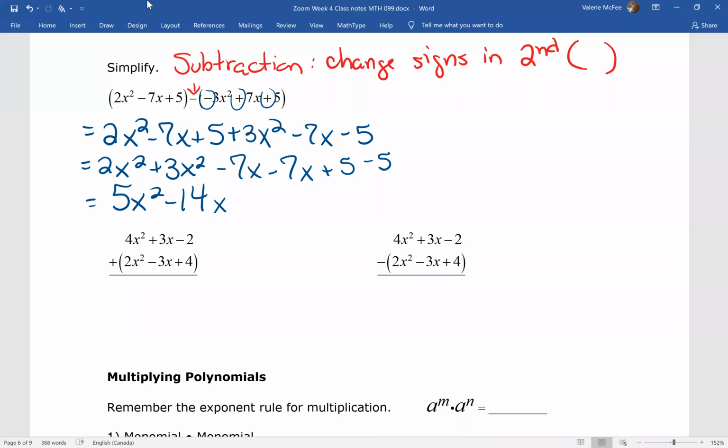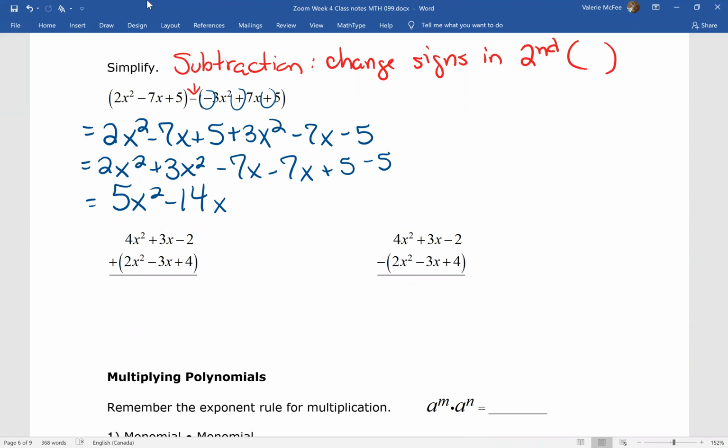I have two more examples here of adding and subtracting. These are known as vertical addition and vertical subtraction. The reason it's nice to do these questions vertically is that we already have our like terms lined up. It makes it really easy to see what we should be adding and subtracting.